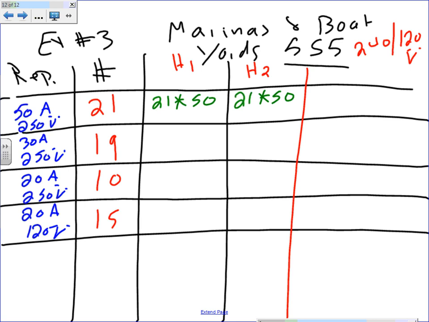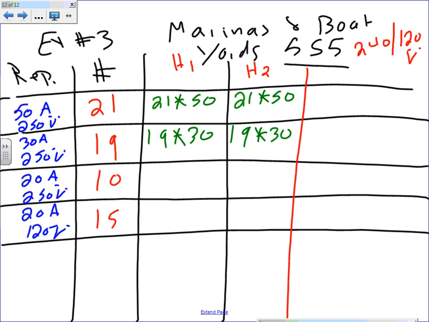With me? Okay, let's go to the 30. You agree with me? The 30 is also 250. So I have 19 of them multiplied by 30, and 19 of them multiplied by 30. What I'm trying to do, guys, is balance the amps on the two hots. Since it's single phase, I'm going to balance the amps between the two hots. I want to put almost the same amount of amps on each hot. If they're 250, they're balanced because they're coming from the two hots. The problem becomes if they're 120.